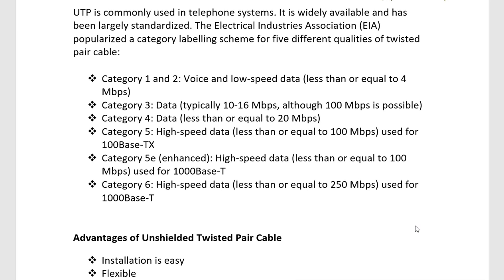Category 5E can go to more than 100 Mbps. It can go up to 350 Mbps, or we can take it up to 1000 Mbps, so it can go up to 1 Gbps also. That is why it is used for 1000BASE-T, for 1 Gbps networks. Then category 6 cable is also for high speed data, less than or equal to 200-250 Mbps, and it can go up to 1000 Mbps. It is also used for 1000BASE-T.